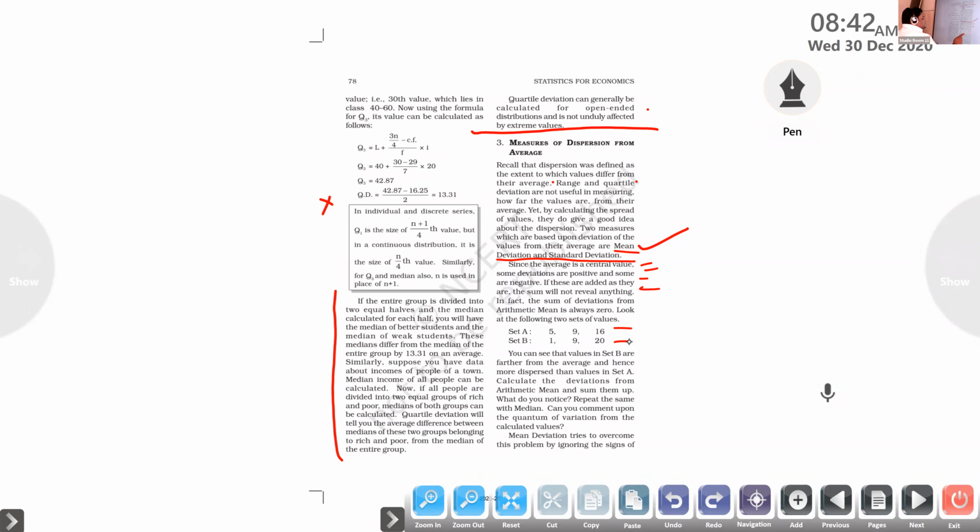Set A and set B: 5, 9, 16, and 1, 9, and 20. So the central value is 9 here, right? The difference between 5 and 9 and 9 and 16 is comparatively lesser than 1 and 9 and 9 and 20, right? Clear? You can see that the values in set B are further from the average and hence more dispersed than values in set A.